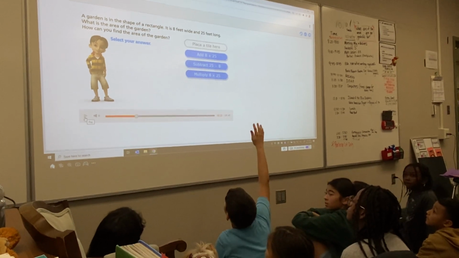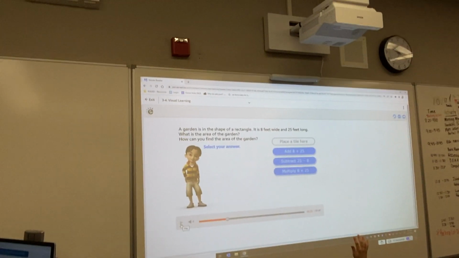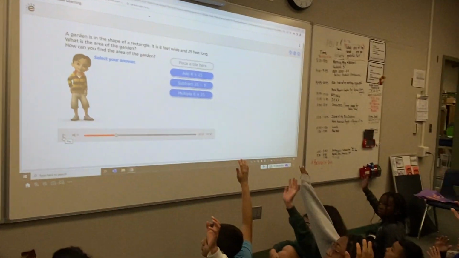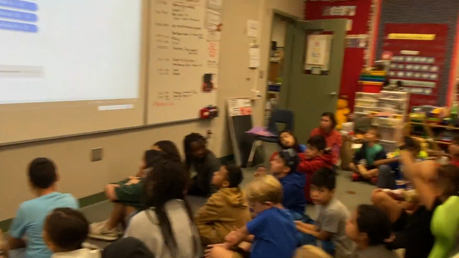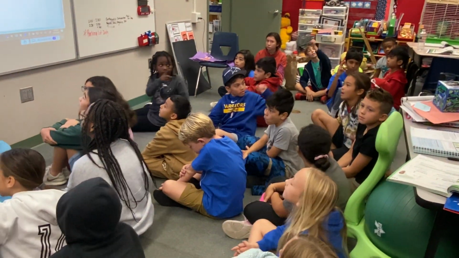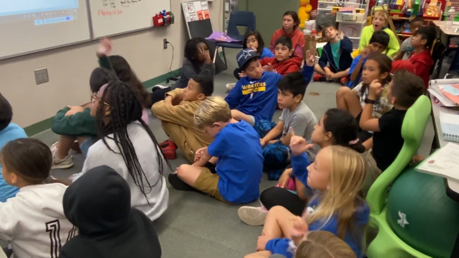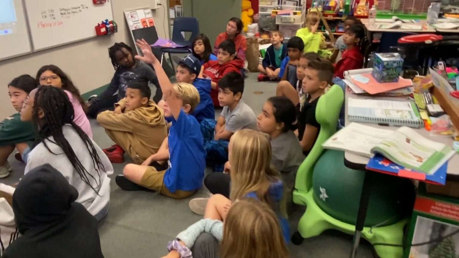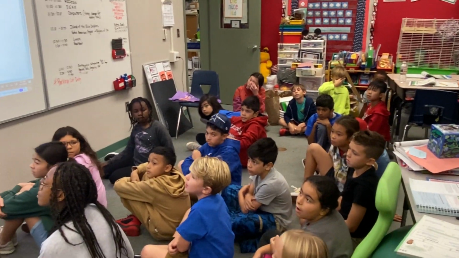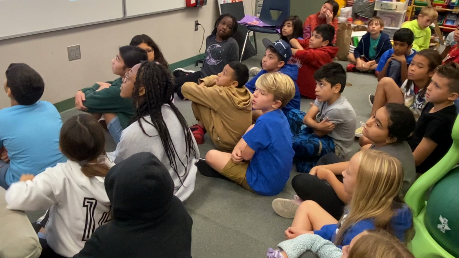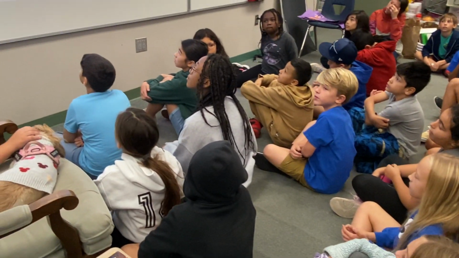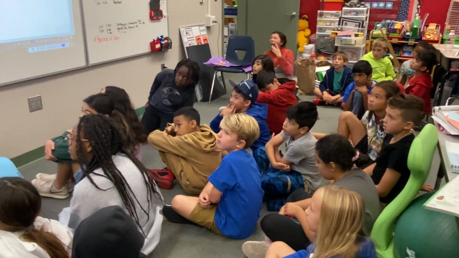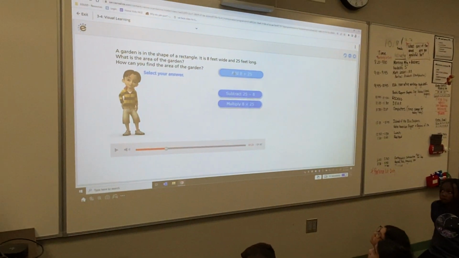So how do you think that we will be able to find the area of a garden if it is 8 feet wide and 25 feet long? Emery? I think we should multiply 8 times 25. Okay, who agrees with Emery? Does anyone think we should add or subtract it? Yes, because I don't think there would be hundreds of feet of garden out there. Okay, so do you want to add or subtract? I want to add. Okay. Add 8 plus 25?